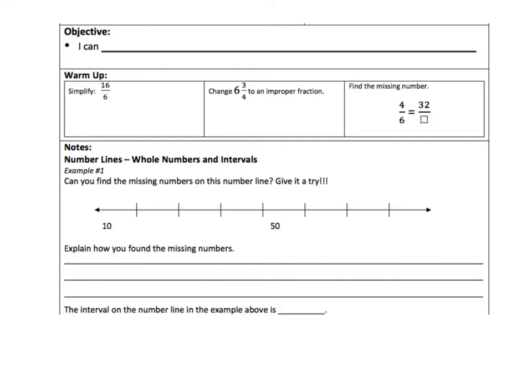The objective for this lesson is locating rational numbers on a number line. So fill in your I can statement. I can locate rational numbers on the number line.